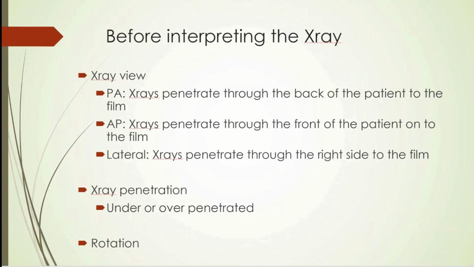And in that case, the x-rays are going to penetrate through the front to the back of the patient where they're usually laying on top of the film cassette. In a lateral, the patient is usually standing up with their left side against the cassette, and the x-ray penetrates first through the right side, hits the left side, and into the cassette.